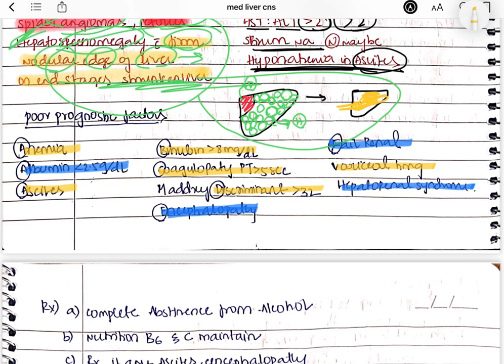You can remember by A, B, C, D, E, F. A stands for anemia, ascites, albumin less than 2.5, right? B stands for bilirubin, C stands for coagulopathy, prothrombin time greater than 5 seconds, and D stands for Maddrey discriminant score, which is greater than 32. E stands for encephalopathy, F stands for failure of liver and kidneys, and H for hepatorenal syndrome and variceal hemorrhages.